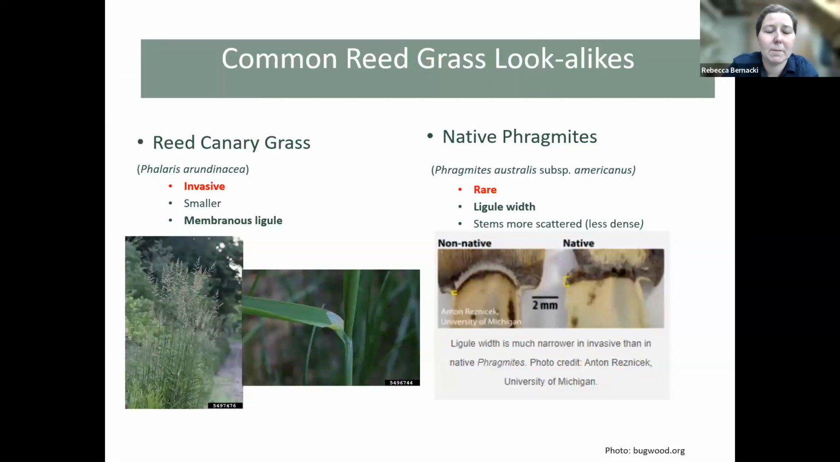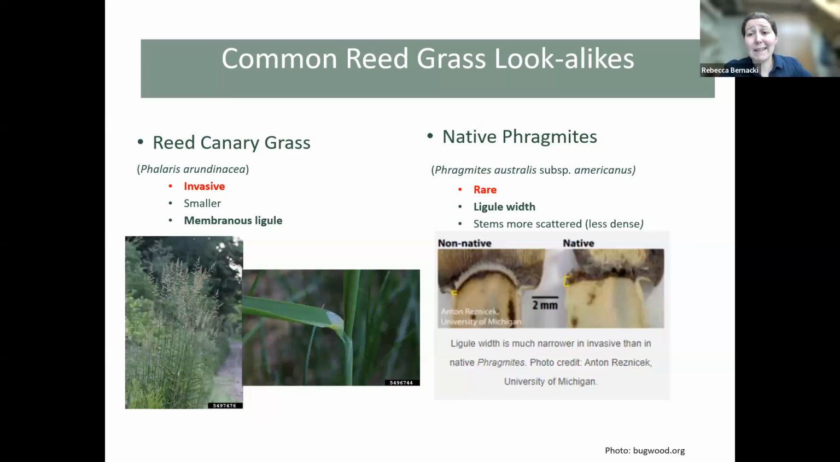And lookalikes. The first lookalike we'll talk about is another invasive plant called reed canary grass. They do look very, very similar. However, reed canary grass is smaller. It usually only reaches about 5 feet tall. And if you're ever curious, you can pull that leaf back and you'll see that that ligule, or that area where the leaf attaches to the stem, is membranous, and it lacks those white hairs that we saw on the Phragmites.